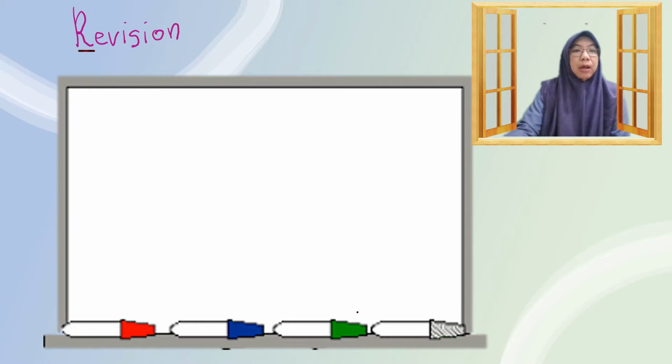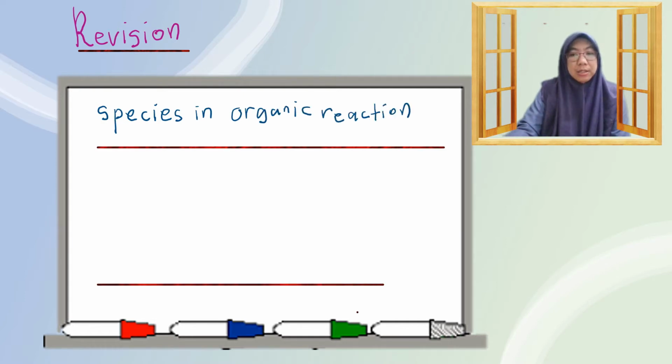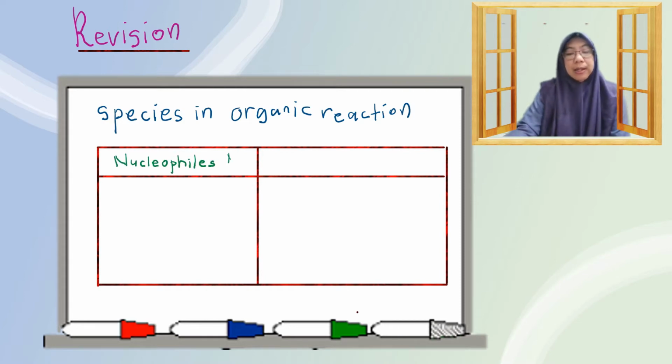Now we take a look at the species in organic reaction, which is contained of three types. We have a nucleophile, we have electrophile, and we also have free radical. Now I just want you to differentiate between nucleophiles and electrophiles.